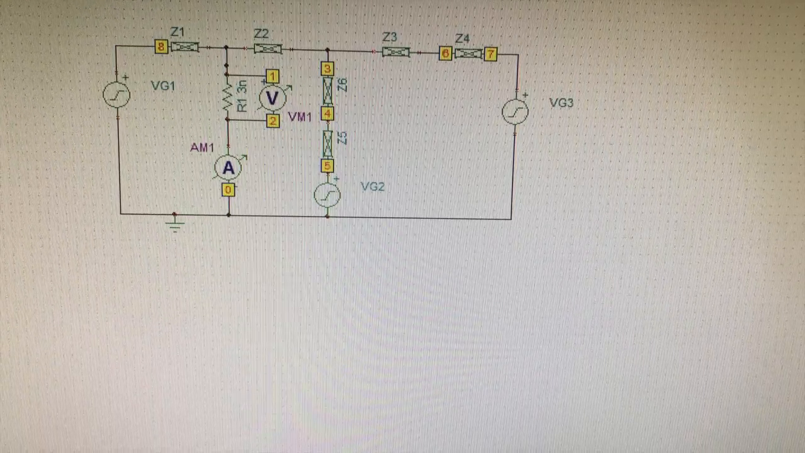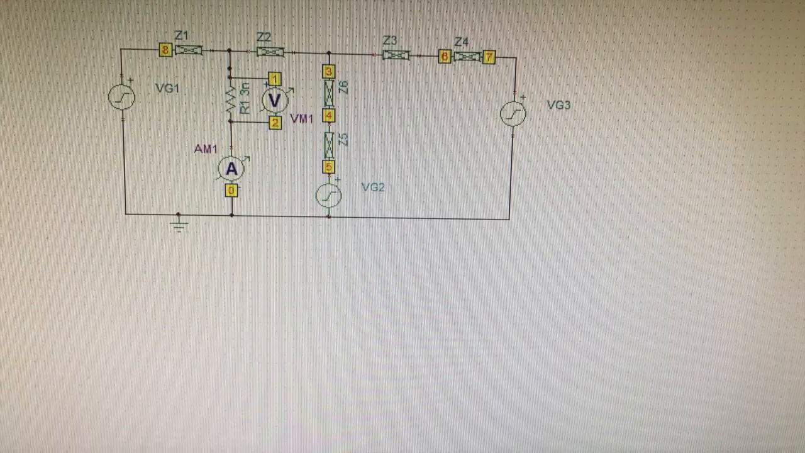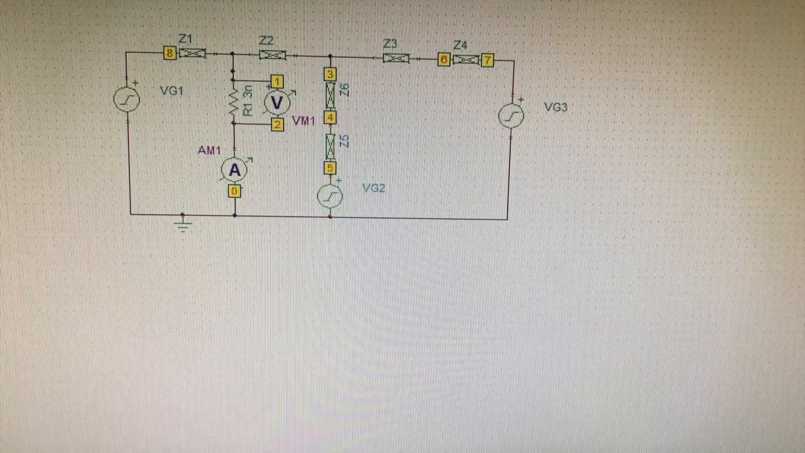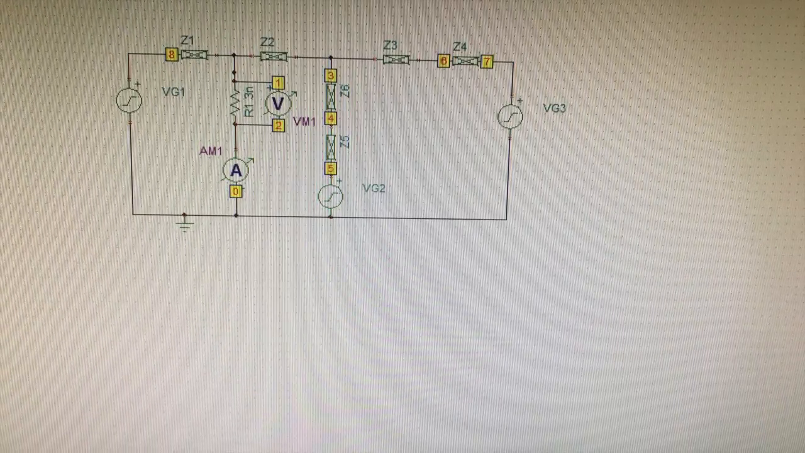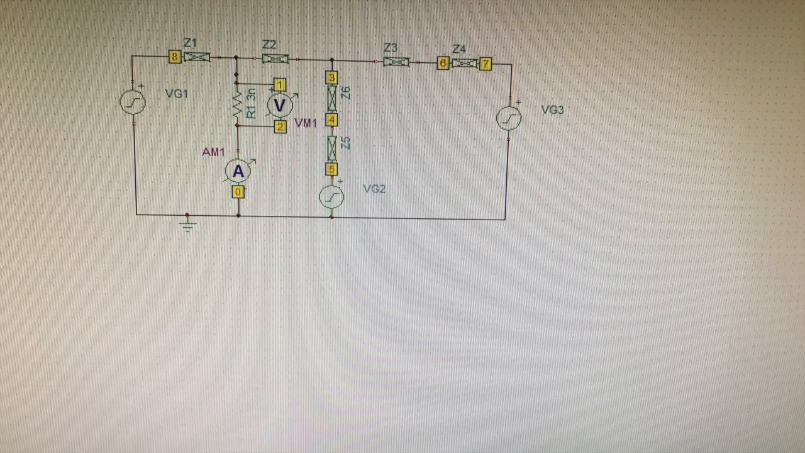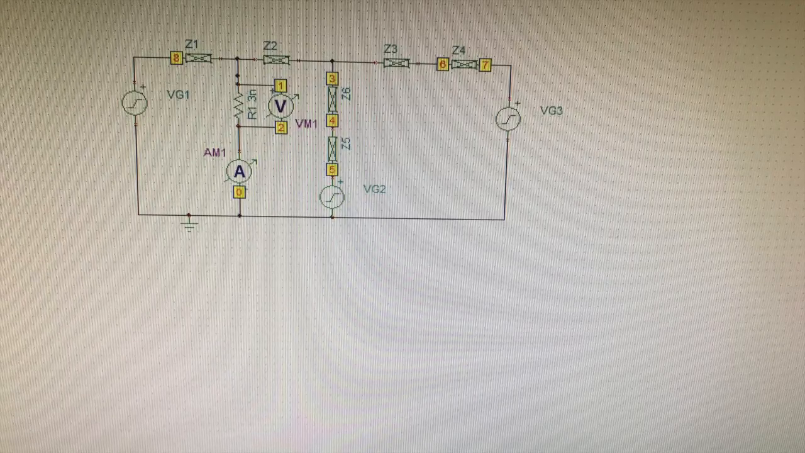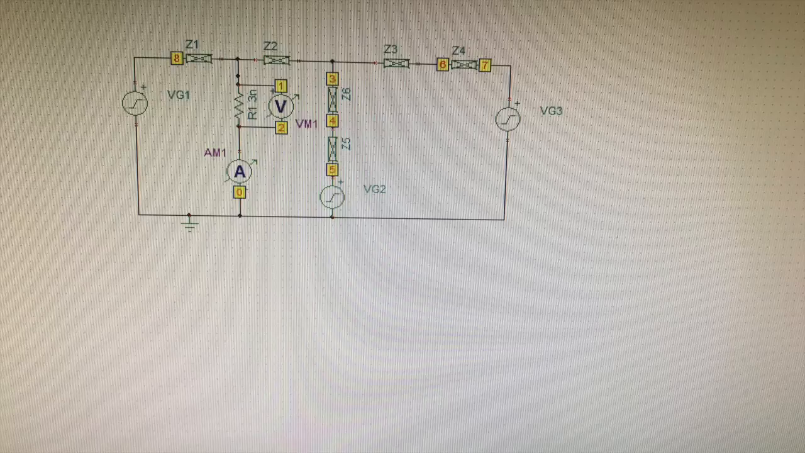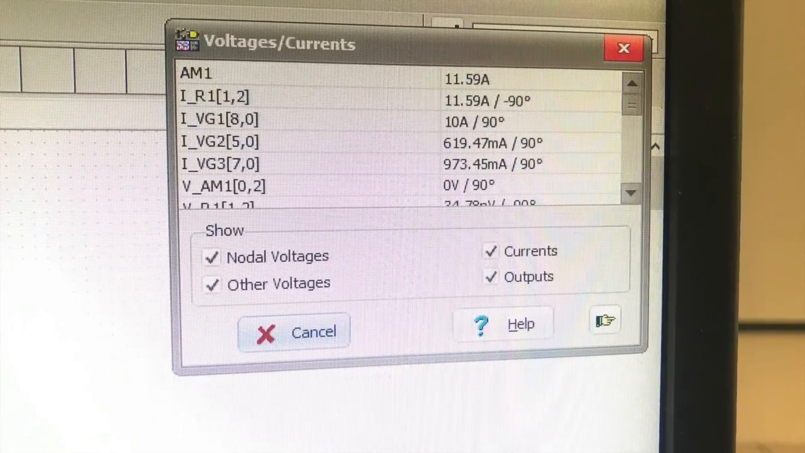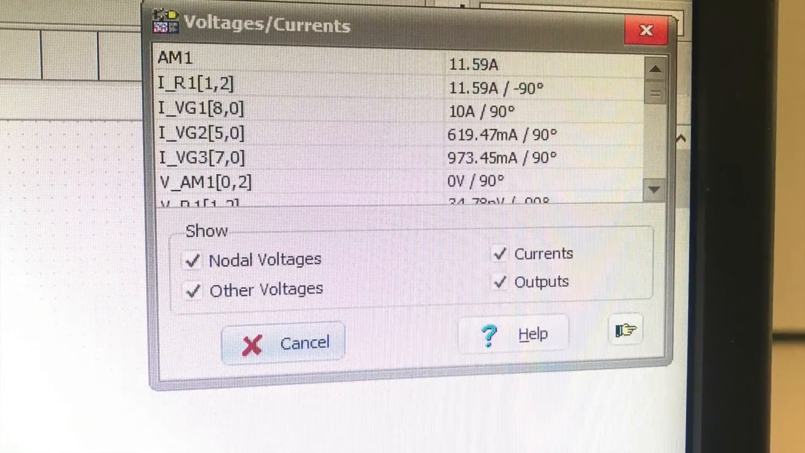an ammeter to measure the current that flows into the resistance R1. We consider a very low value of resistance to get the current in polar form with a magnitude and with an angle. Then, as we can see in the results, we get 11.59 amperes with a negative angle of 90. That was the result that we get in the first circuit.